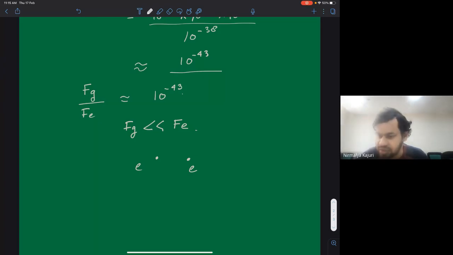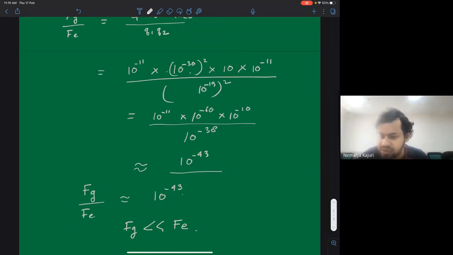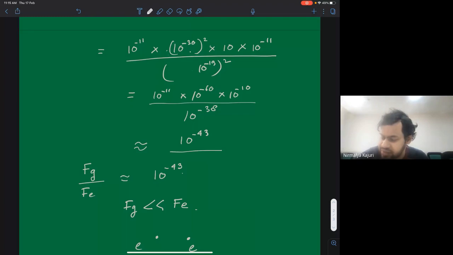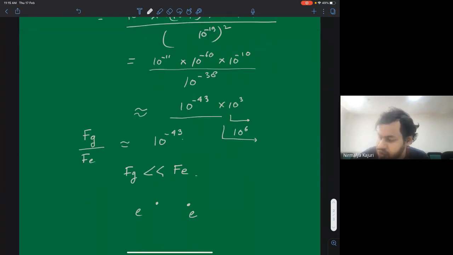Alternately, I could have an electron and proton, which will not change things much. A proton is about 1,000 times heavier than an electron. So one of these factors changes into 10 to the power 3 for one electron and one proton, and into 10 to the power 6 for two protons.